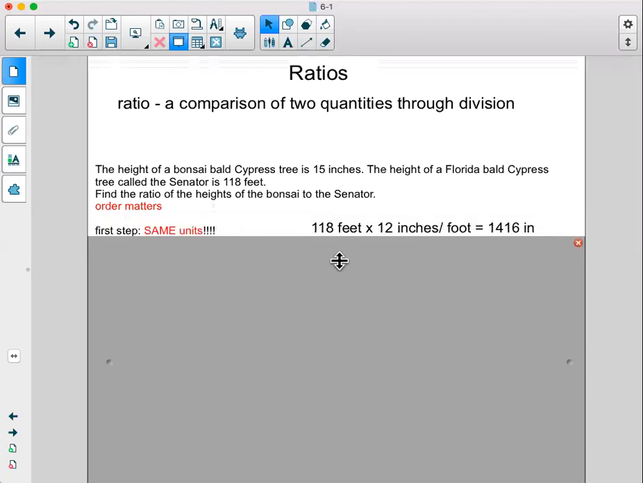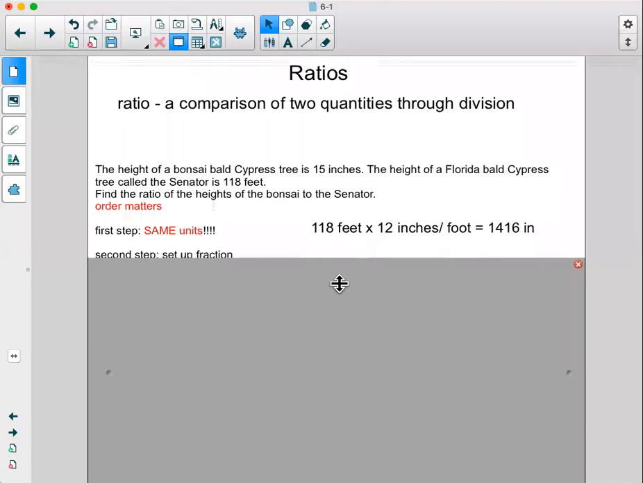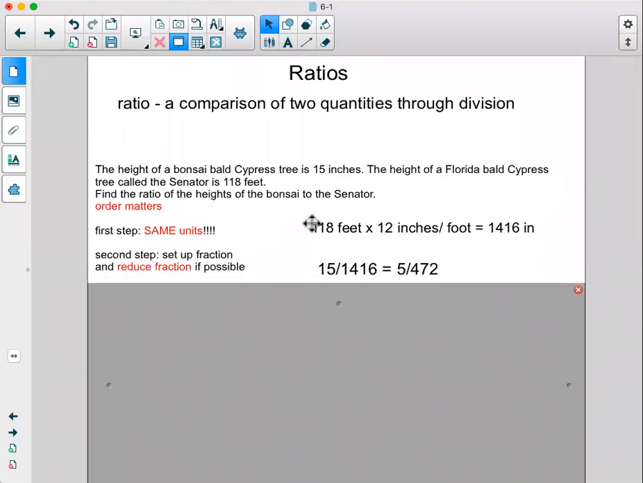Order matters. The next thing is you've got to get the same units. I would recommend getting them in the smaller units so you can avoid decimals, and then you can reduce your final fraction, because you need to be comparing two numbers. So 118 feet times 12 inches in every foot will give you a total of 1,416 inches. That is the same height as 118 feet, but just in inches. So now we have the same units, and so we can set up our fraction. The order matters, bonsai to Senator, 15 inches to 1,416, and we can reduce that fraction.